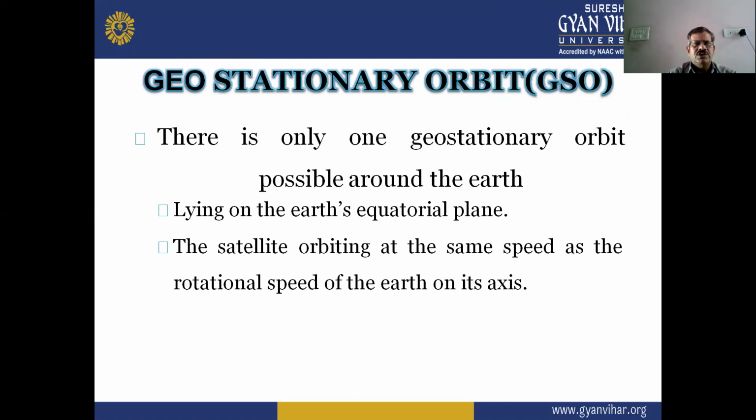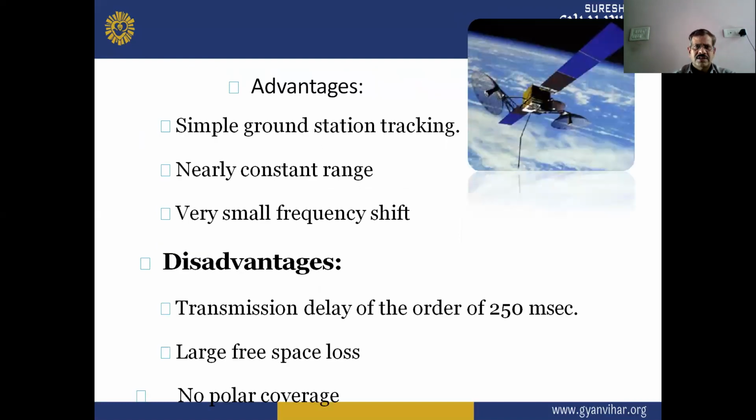Next one is the geostationary orbit, GSO. In GSO, there is only one geostationary orbit possible around the Earth, lying on the Earth's equatorial plane, with the satellite orbiting at the same speed as the rotational speed of the Earth on its axis.